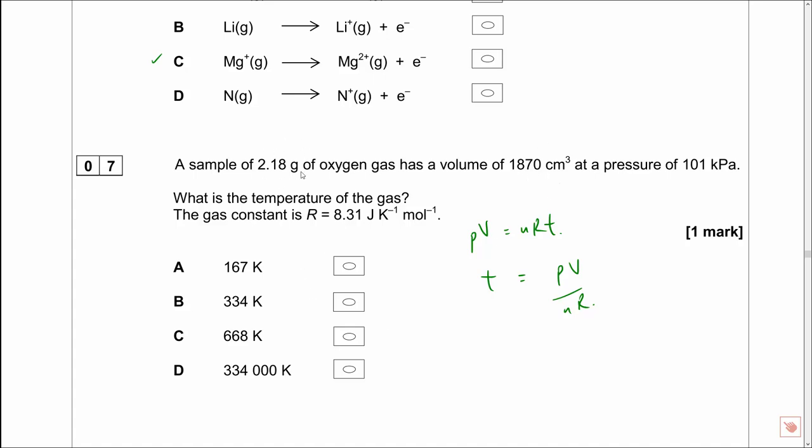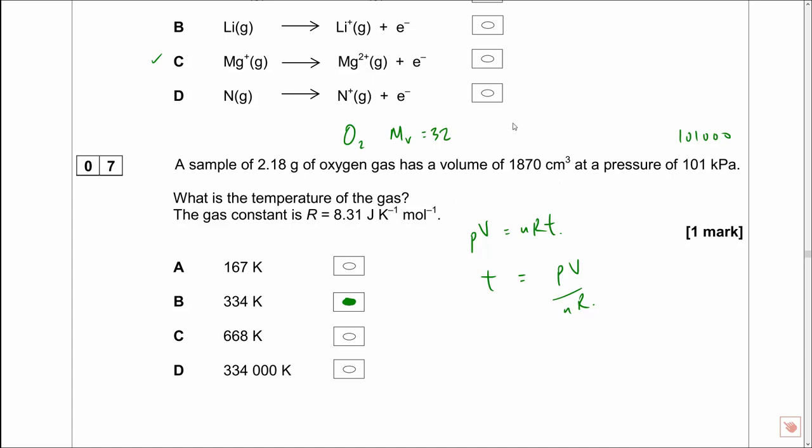Our oxygen gas needs to be converted into moles. Bear in mind, oxygen gas is O2, therefore its Mr is 32, not 16. You've got your R, 8.31. Stick all your numbers in, and you should come out with the value of B there. I'm not necessarily going to do all the calculations, because you can do the work reasonably easily. But the key thing is make sure your conversions are there. Obviously, the pressure needs to be converted to Pascals as well. So you've got 101,000. Temperature is going to be in Kelvin.